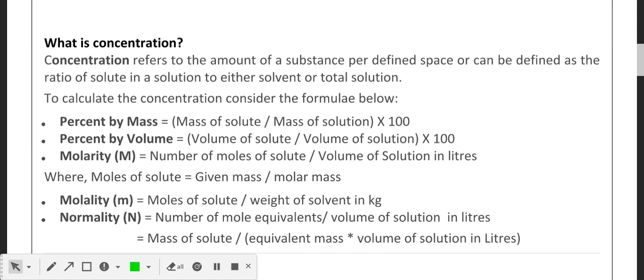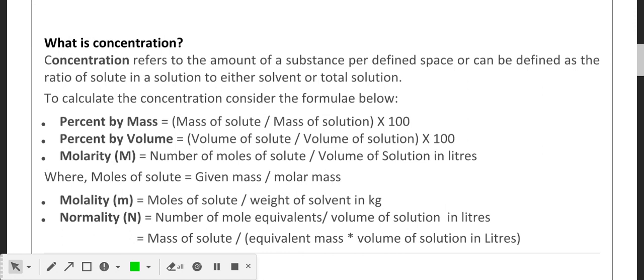Percentage by volume is volume of solute upon volume of solution into 100, and molarity is number of moles of solute upon volume of solution in liters only, where moles of solute is given mass upon molar mass.